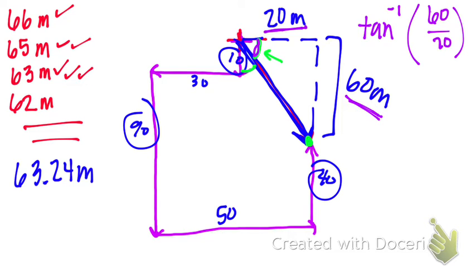So I'll go second tangent of opposite over adjacent, and that gives me an angle of 71.6 degrees, okay? And so that's this angle right here. 71.6 degrees. So this is how we label our answers. 63.24 meters at 71 degrees, and then we have to decide the cardinal direction that goes with it.